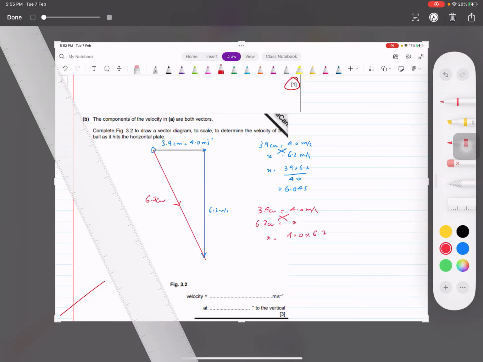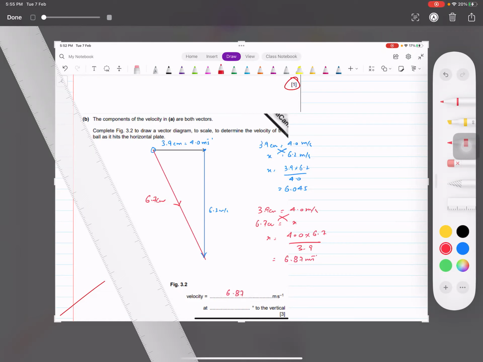What do you get? 6.87. 6.87 meters per second. So that should be your answer.